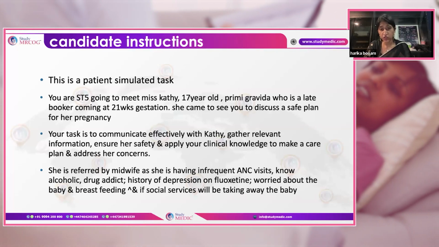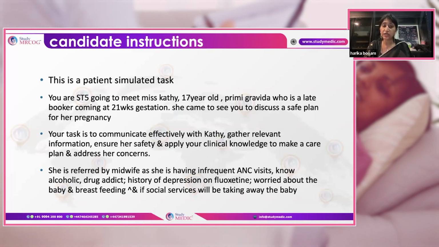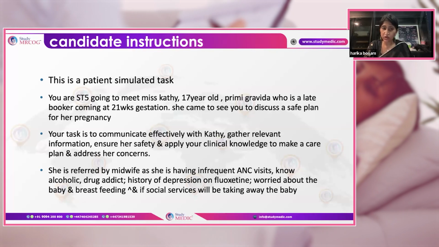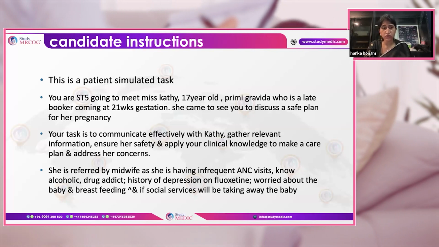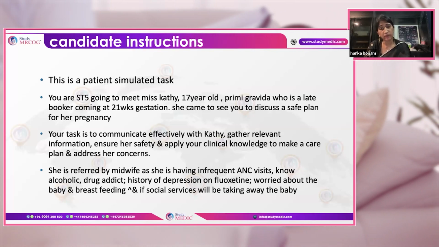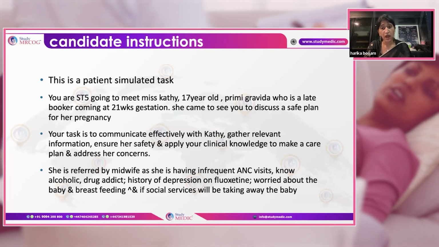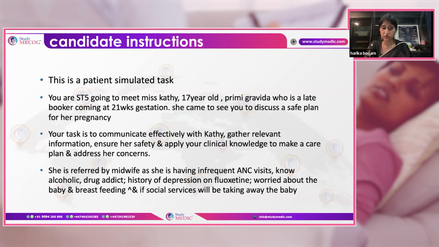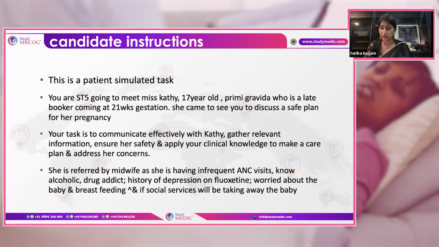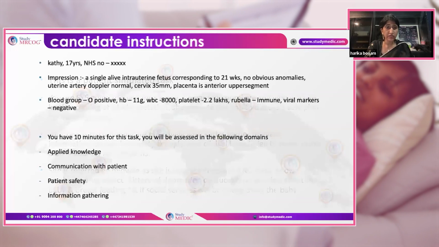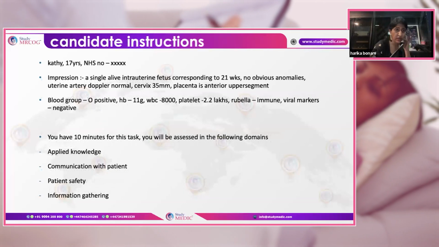Now, the midwife referred you because she is having infrequent antenatal checkups. She is also taking alcohol and she is a drug abuser. There's a history of depression and she's using fluoxetine. Now she's worried about the baby, breastfeeding, and whether social services will take away the baby. So there are so many things that you have to address here.